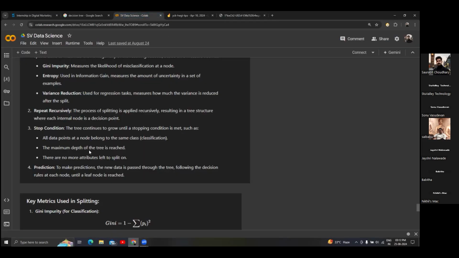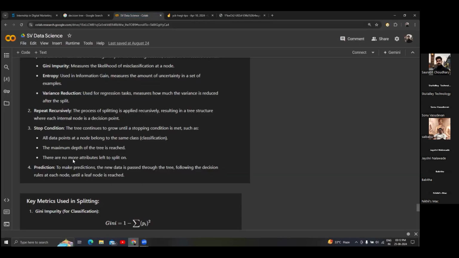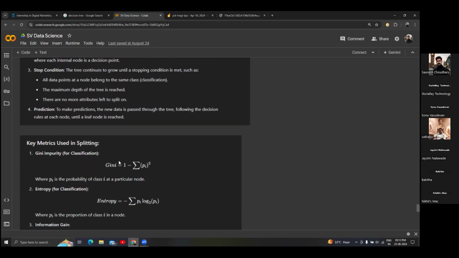Another stopping condition is when the maximum depth of the tree is reached, like you don't have much data now. Or there are no more attributes left to split on, meaning you don't have any other feature or column to split.